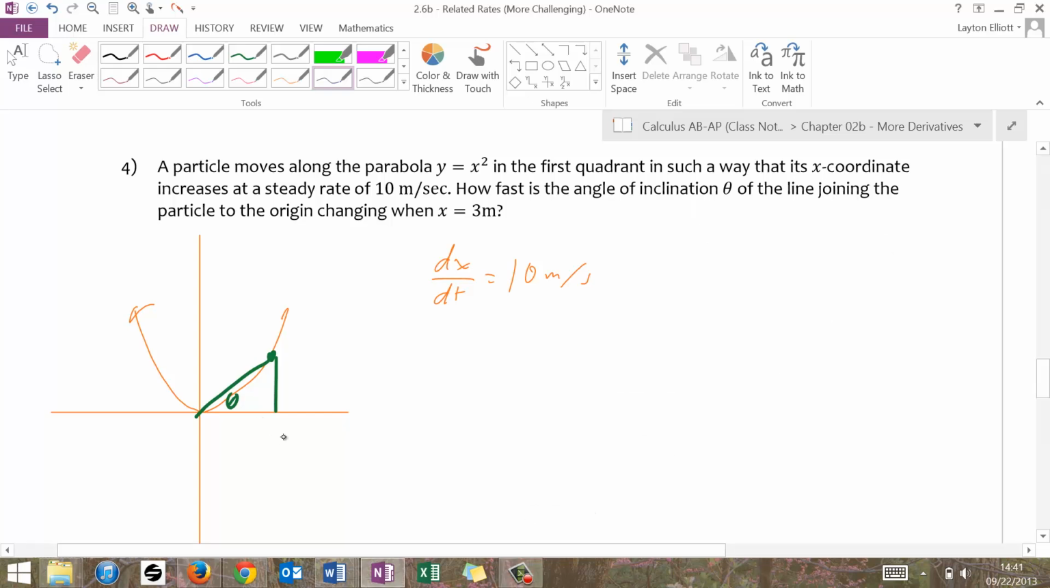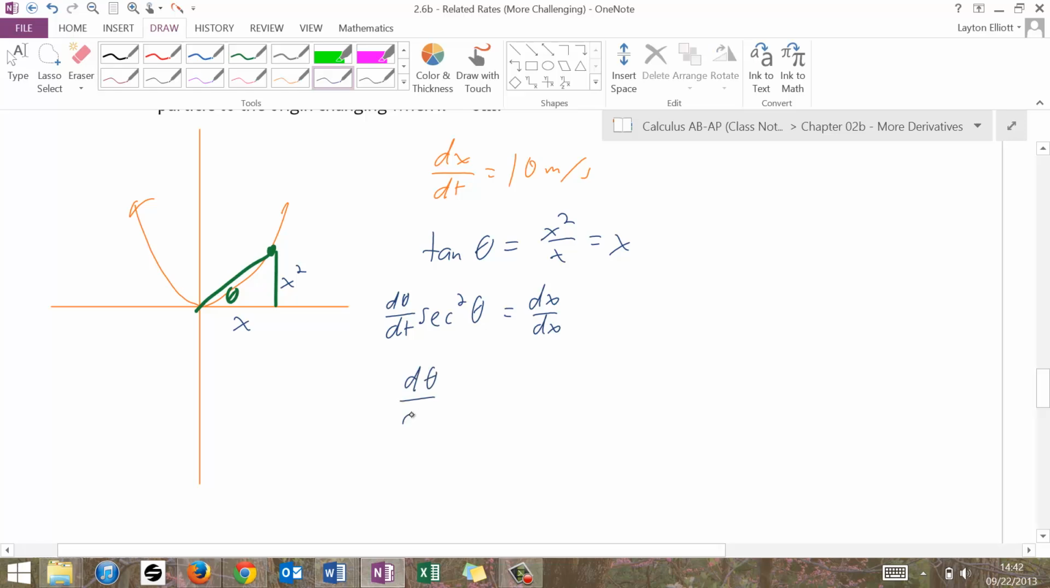Well, the only things I know about this triangle here is that if this is x squared, because it's the formula of the thing. So I can set up the equation of the tangent of theta is equal to x squared over x, which is equal to x. And if I take a first derivative of that, I get secant squared theta d theta/dt is equal to dx/dt. And I want to know what d theta/dt is. So if I solve for d theta/dt, I'm going to get cosine squared theta times dx/dt. Oh, sorry, that should be dt.